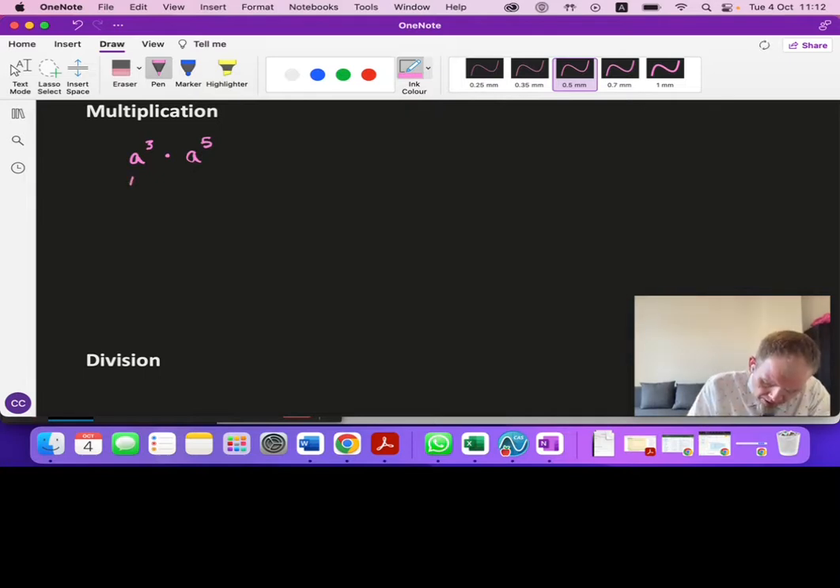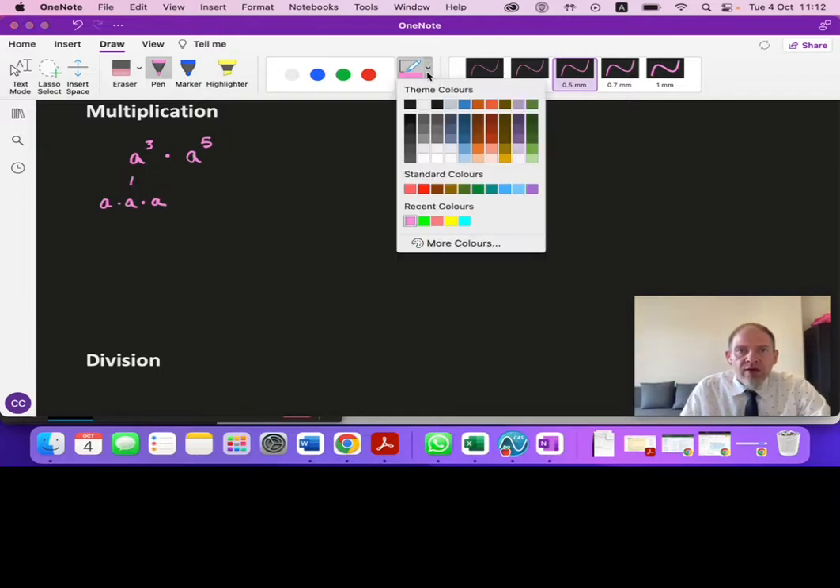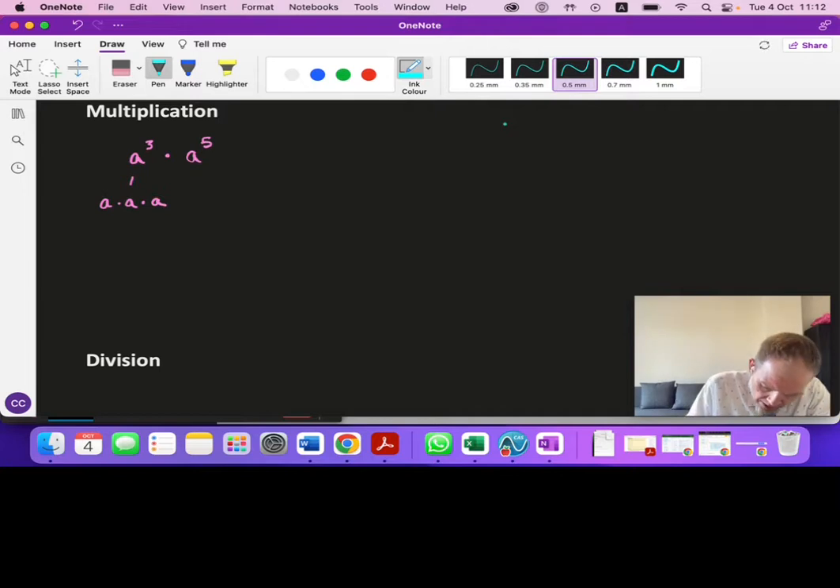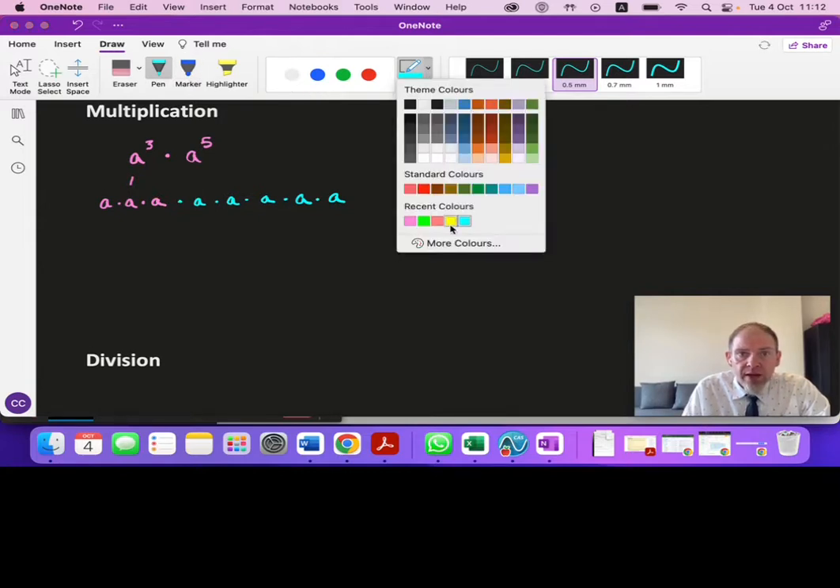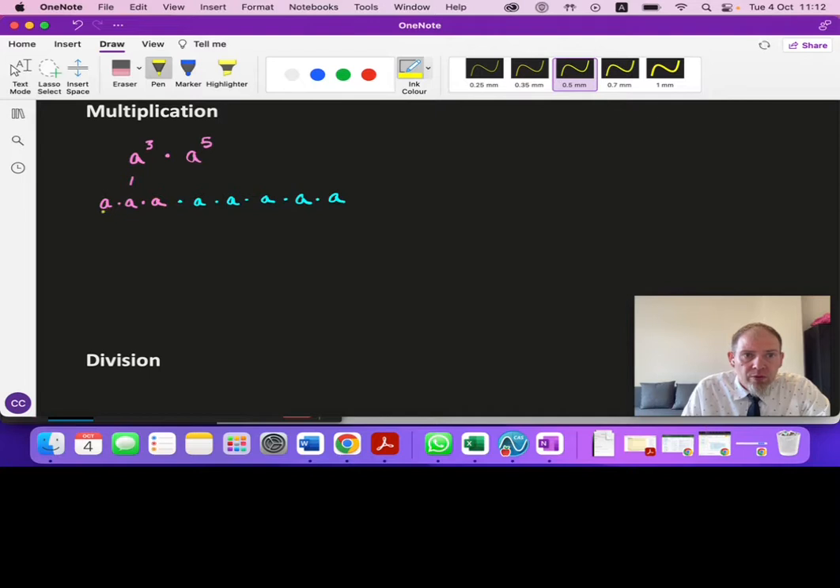So a to the third power, I could write as a times a times a. Kind of back to that idea of prime factorization. And a to the fifth power is a times a times a times a times a. If I was then to rewrite these as a single index, I would end up with 1, 2, 3, 4, 5, 6, 7, 8 a's. So that would be a to the eighth. So what's actually happening here is we're just adding the indices together. That is really fast and easy, and I don't think there's too much more we have to do with that.